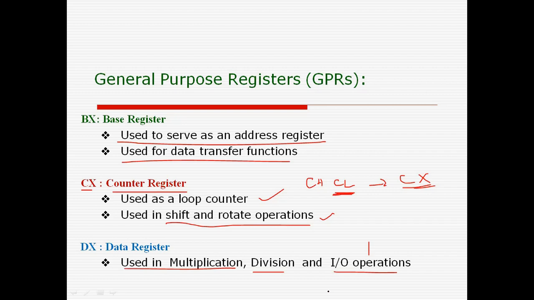So you understand these general purpose registers. At least reply in the chat box so that I can understand that you people are following. You understand this? Right.